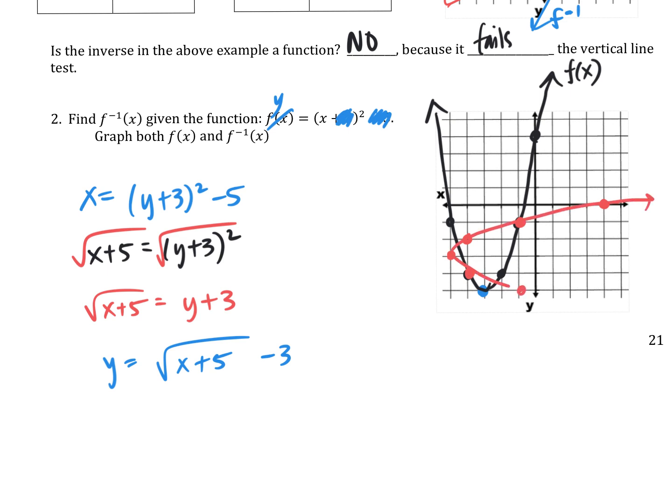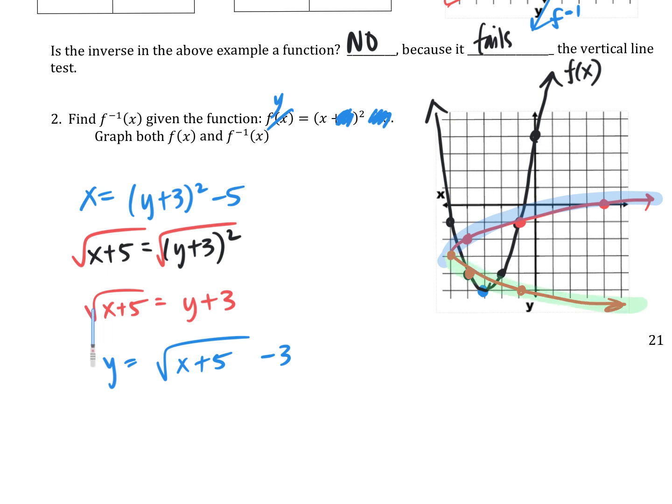Here's my inverse. Question: do you agree my inverse was a square root graph? Yeah. Isn't the square root graph like this? Which way would this square root graph have gone? To the left 5, 1, 2, 3, 4, 5. Then what? Down 3. Do you agree that this looks like my square root graph? Where the heck did this come from?